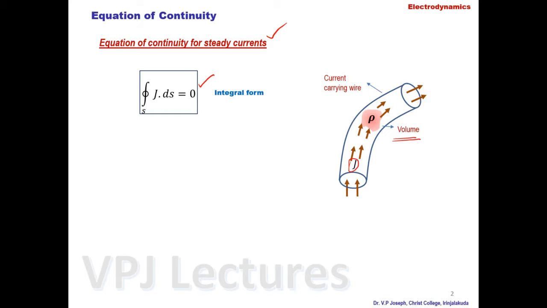That is the total normal component of the current over the surface, over the area of the surface, that is J dot ds, is equal to 0. And in this case, we can see that the total number of charges entering into the volume is equal to that leaving. That is why surface integral J dot ds is equal to 0.